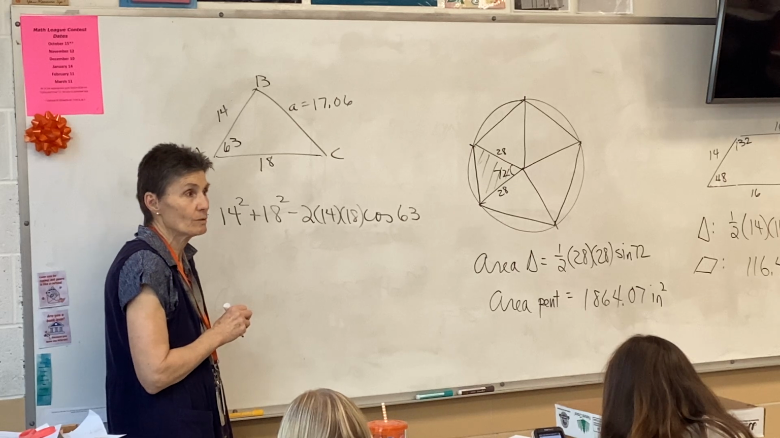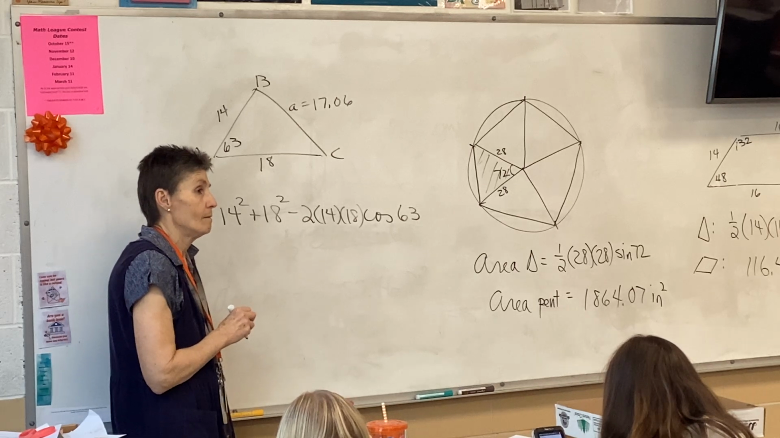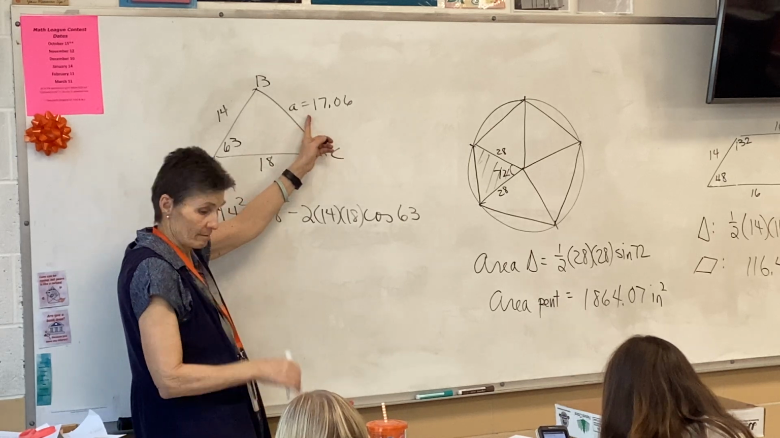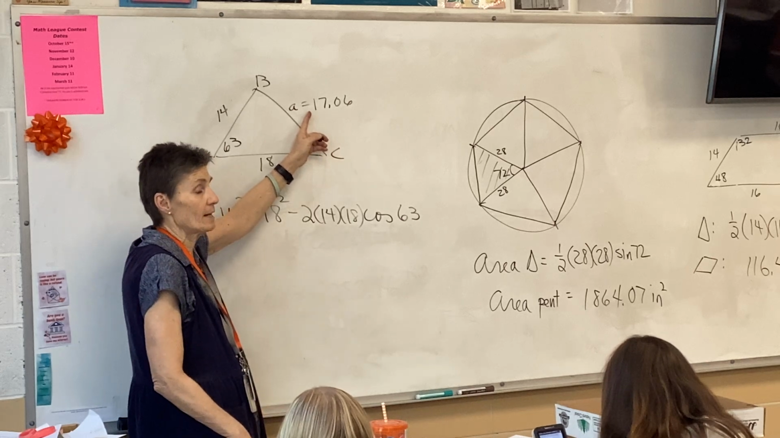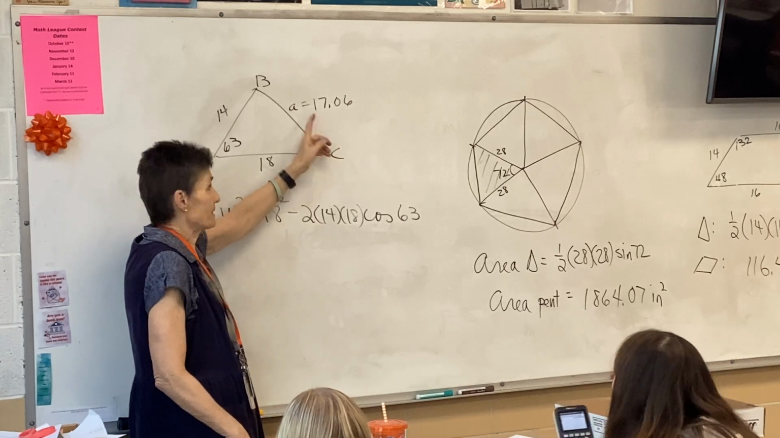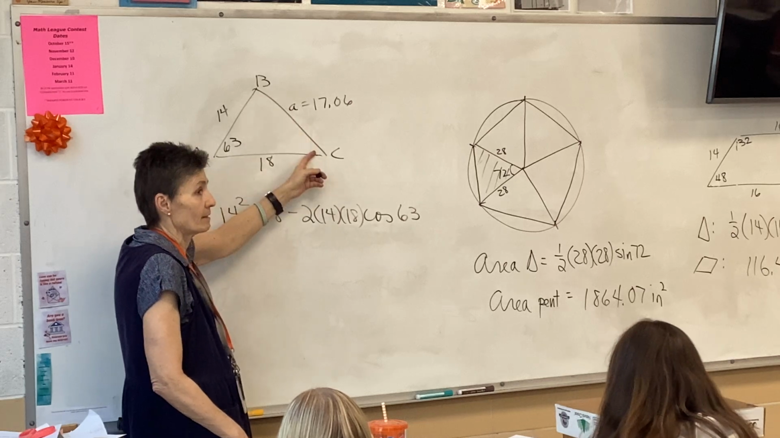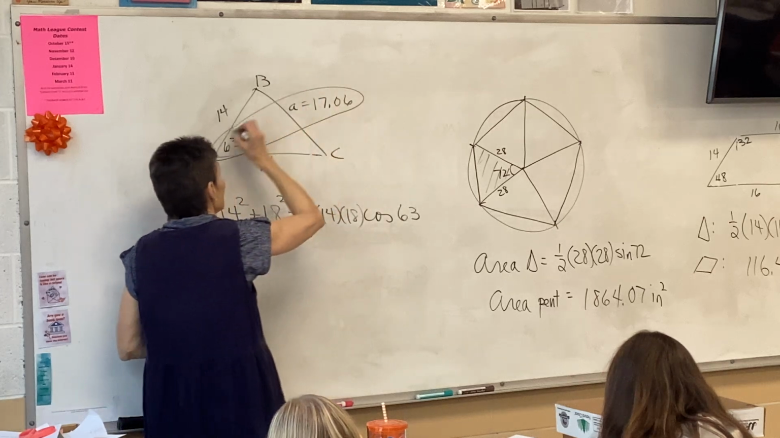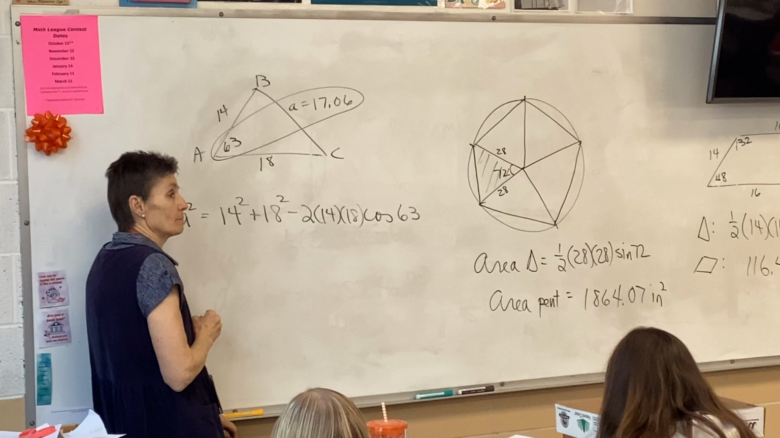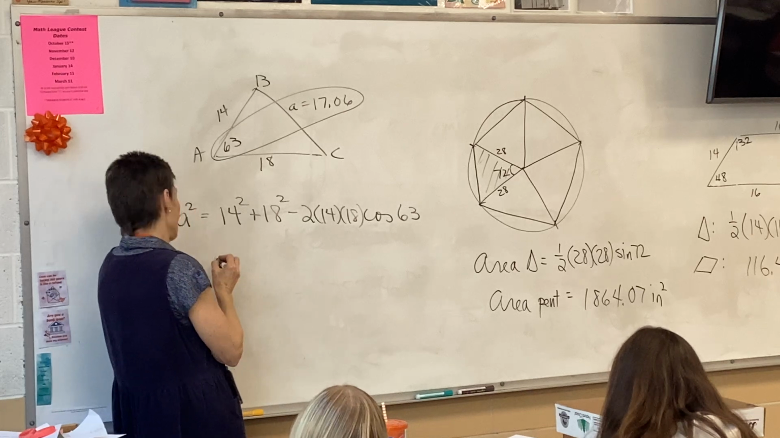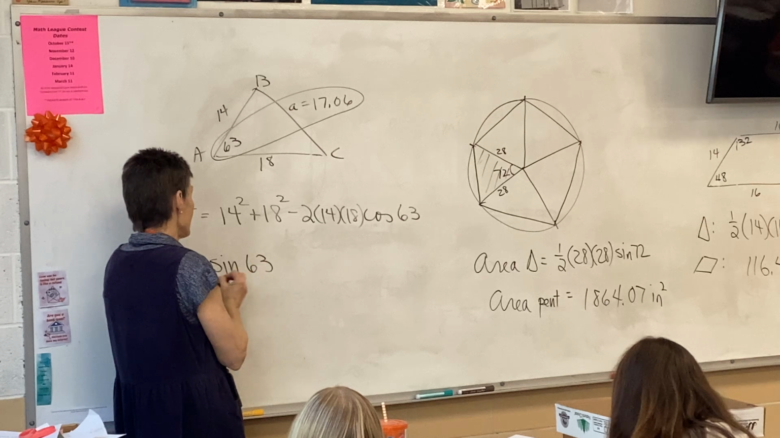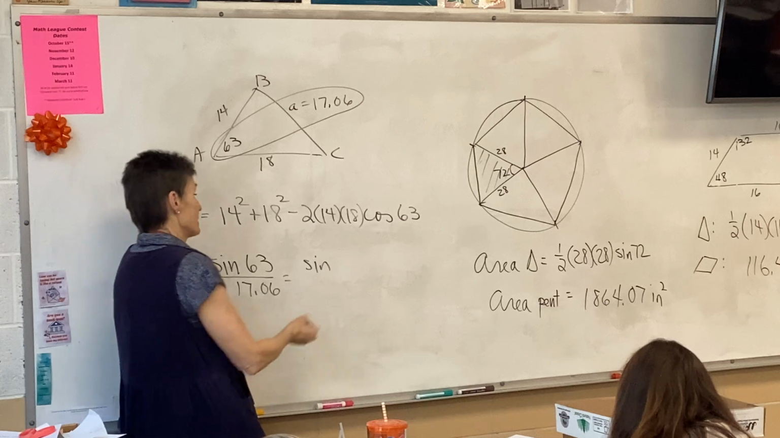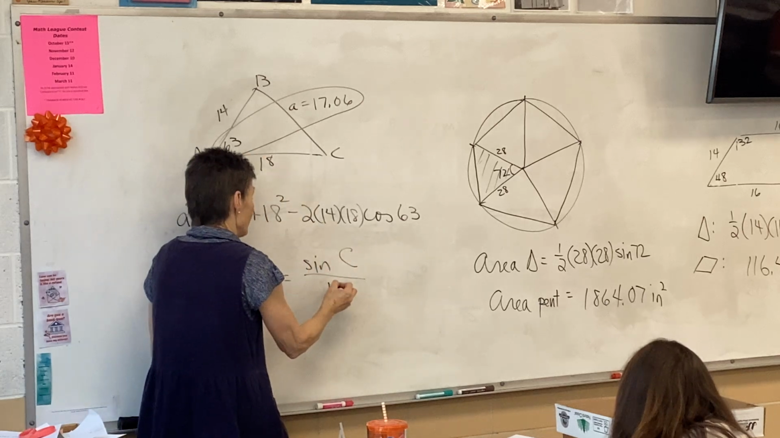You got 17.06? So that fills in side A. I'm looking at my blanks. That fills in side A. I still need to find my angles B and C. But now, see what I have now? So now what can I say? Sine 63 over 17.06 equals sine C over 14.